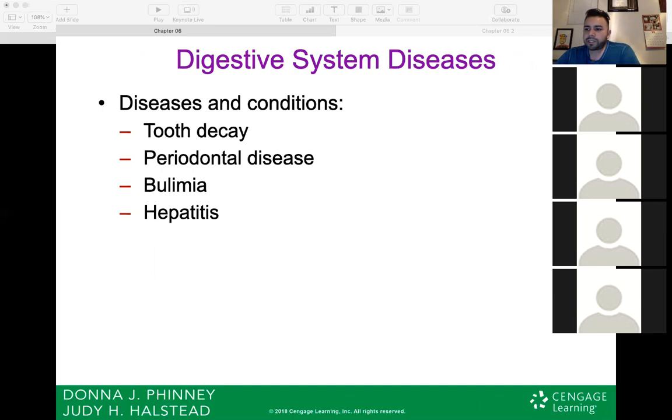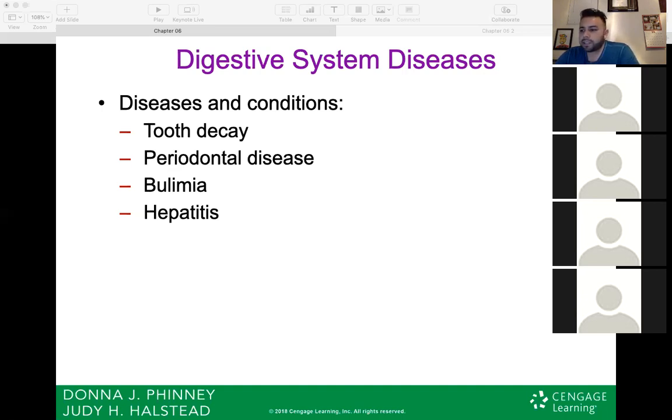Destruction of the tooth surface is what we call tooth decay. It's almost always caused by bacteria that eat away the tooth structure. Bacteria eat the foods that are left on our teeth, and the byproduct that the bacteria create are acids that eat away at the tooth structure and cause tooth decay.